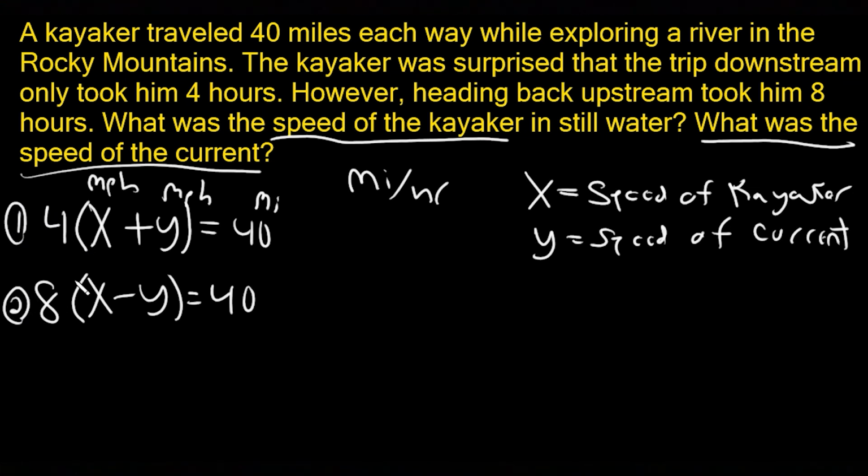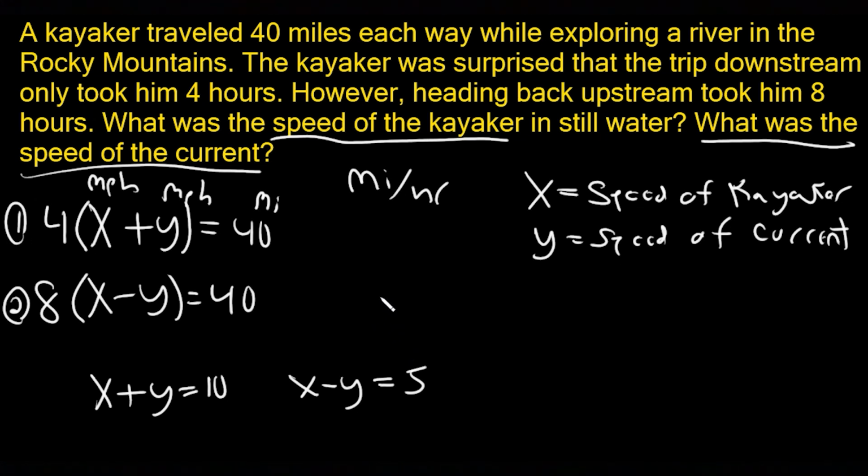Rather than distribute the 4 and distribute the 8, just divide them out. So for example, I can rewrite equation 1 the following way. I could say x plus y is equal to 10 because I'm dividing everything by 4, right? And if I divide the second one by 8, I get the following. I get x minus y equal to 5, right? 40 divided by 8. And so from here, all you have to do is solve for either x or y.